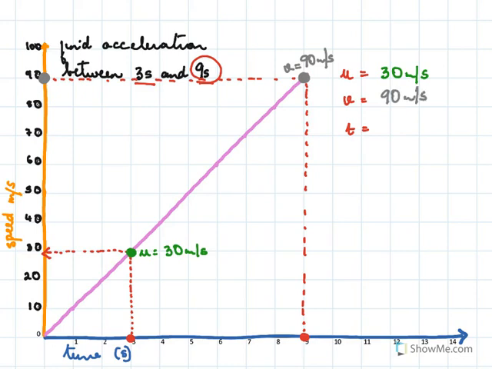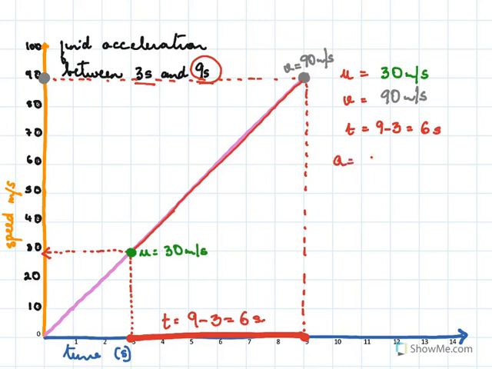Have you seen the velocity has changed from 30 meters per second right up to 90? Now, how long has this change taken? It took from 3 seconds to 9 seconds. So this will give me my time, and my time in this case is 9 minus 3. It took 6 seconds for this change to take place. So the time is 9 seconds minus 3 seconds, 6 seconds.